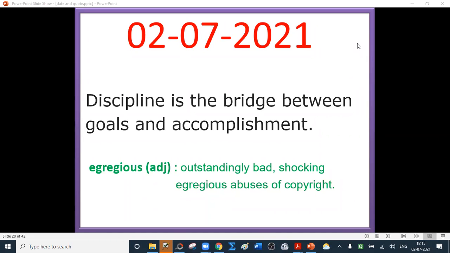Good evening. Today's quote is: discipline is the bridge between goals and accomplishment. Discipline is the bridge between goals and accomplishment. Today's word is egregious. It is actually an uncommon word. What is the meaning? Outstandingly bad, shocking, egregious abuses of copyright.